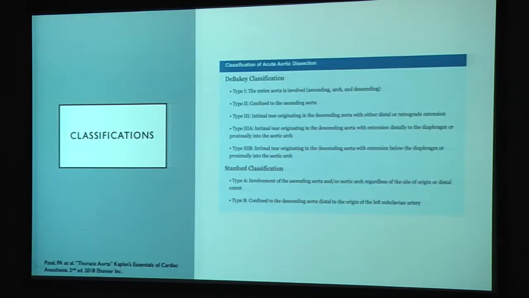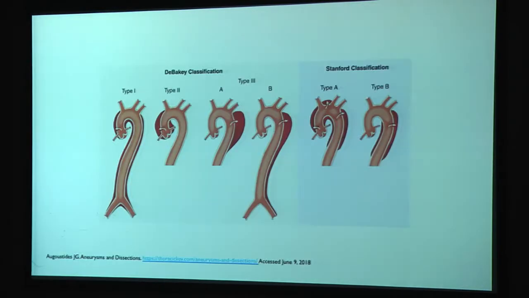We have our typical classifications here, and you've been taught these for several years now, going through the various forms. There's a DeBakey classification going through 1, 2, 3A, and 3B, as well as a Stanford, which is type A and type B, type A being anything involving the ascending aorta, and type B being limited to the descending aorta. There's been several other types of classifications that have come out over the years since these have been developed.